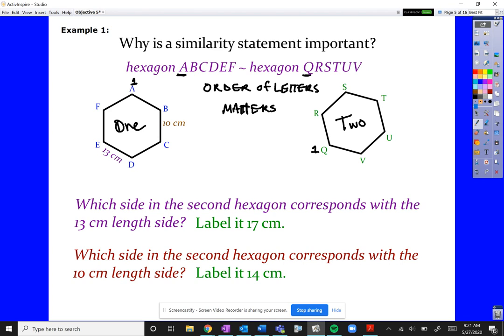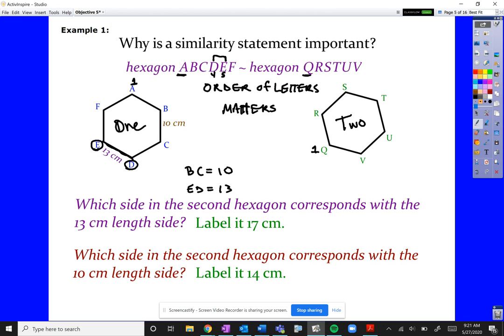So I believe we were told on your note sheet that BC is equal to 10 and ED is equal to 13. So now we've labeled it over here. This is the side that's labeled 13. It connects D and E. So what I want us to do is go to our similarity statement, find D and connect it to E. That connects the 1, 2, 3, fourth letter to the fifth letter.